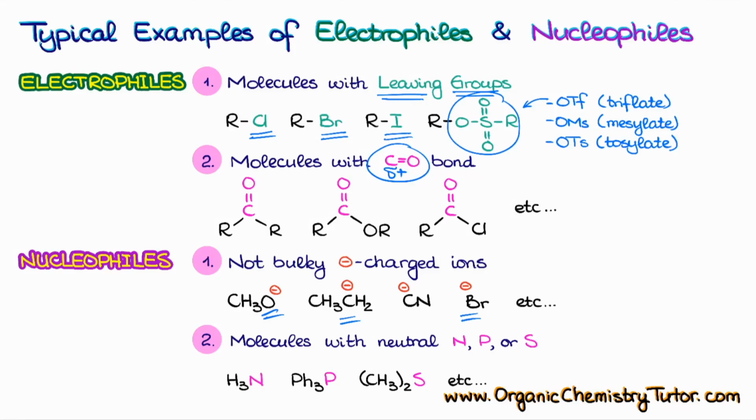Also, whenever you have neutral molecules, and if your neutral molecule has atoms like nitrogen or phosphorus or sulfur, all of those are fantastic nucleophiles as well. And generally speaking, whenever it comes to nitrogen, phosphorus, or sulfur containing molecules, you don't even need to have a negative charge. You can use the molecule as is, and most of the time it's going to be a very good nucleophile going into your reaction without any kind of problems whatsoever.